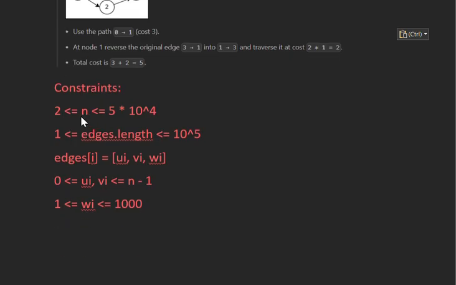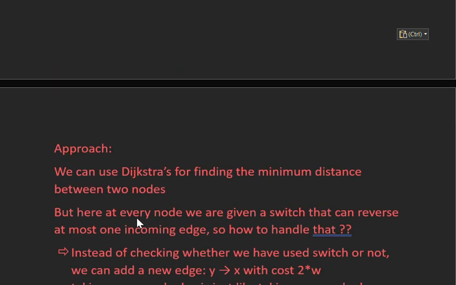If you see the constraints, the number of nodes can be up to 5 times 10 to the power 4, the edges length can be up to 10 to the power 5, and ui and vi, that is the nodes, can be up to n minus 1, and weight can be up to 1000.